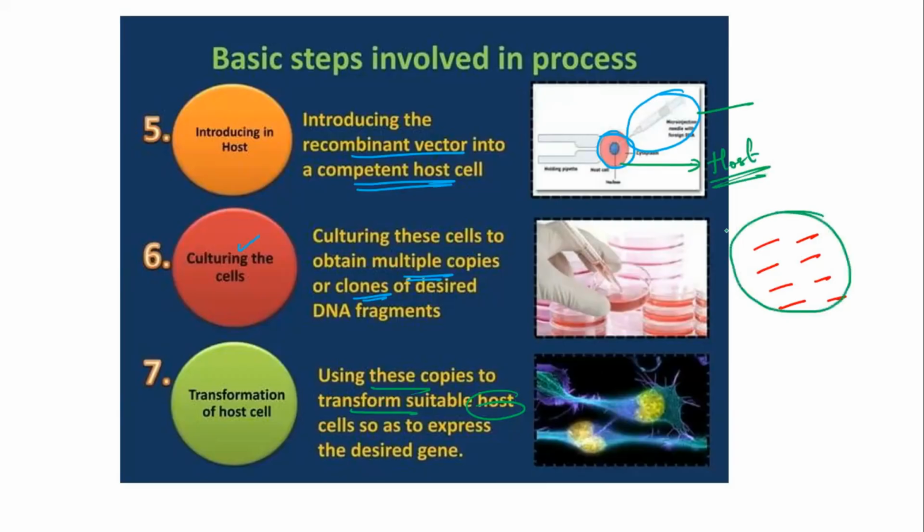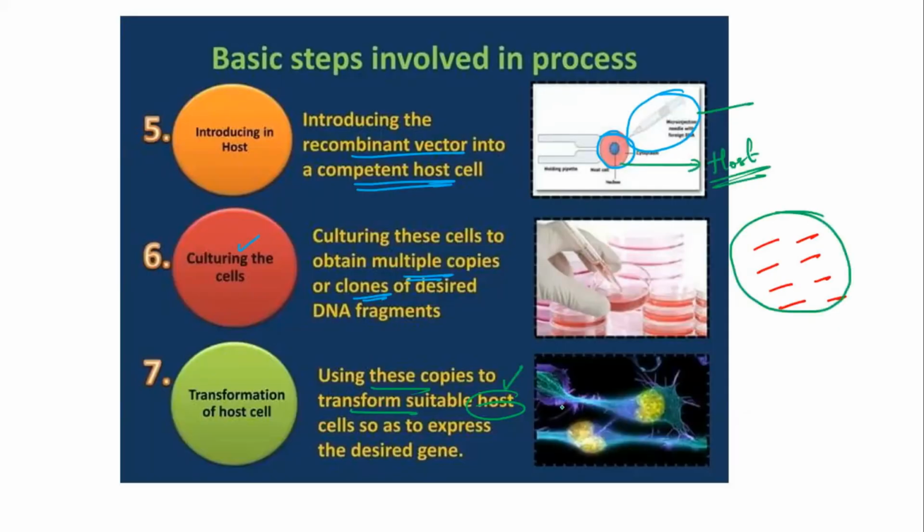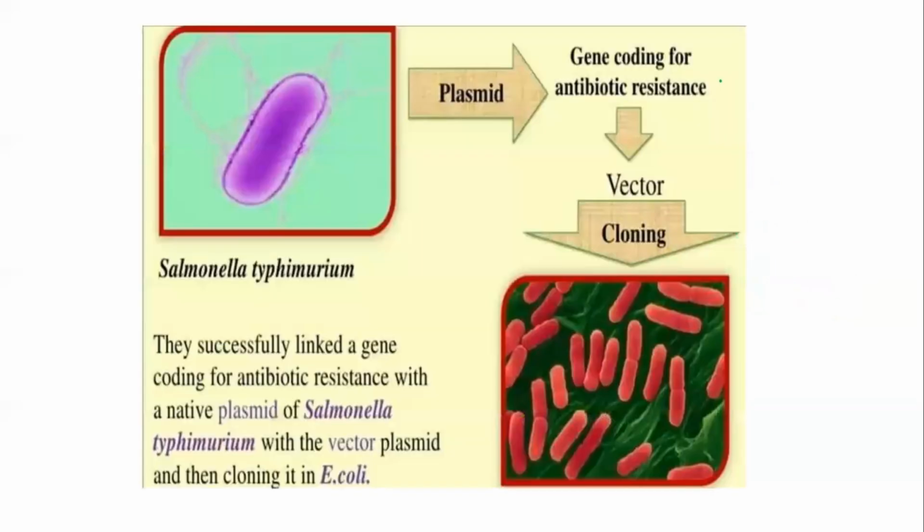So then after getting more clones, we will use these copies to transform the suitable host, the actual host, whatever we are working on. So we'll be using the suitable host cells to express the desired gene. That is called transformation. Okay, so these are the basic steps involved in genetic engineering or recombinant DNA technology.